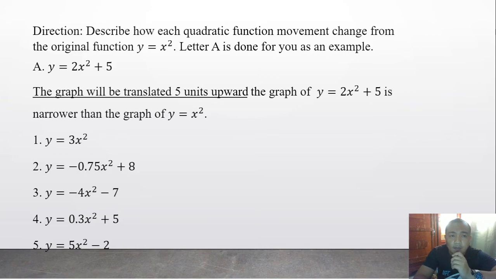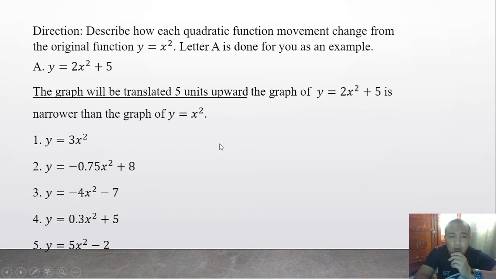Okay, meron pa dito. Describe each quadratic function movement change from the original function y equals x squared. Letter A is done for you as an example. Y equals 2x squared plus 5. The graph will be translated 5 units upward. The graph of y equals 2x squared plus 5 is narrower.